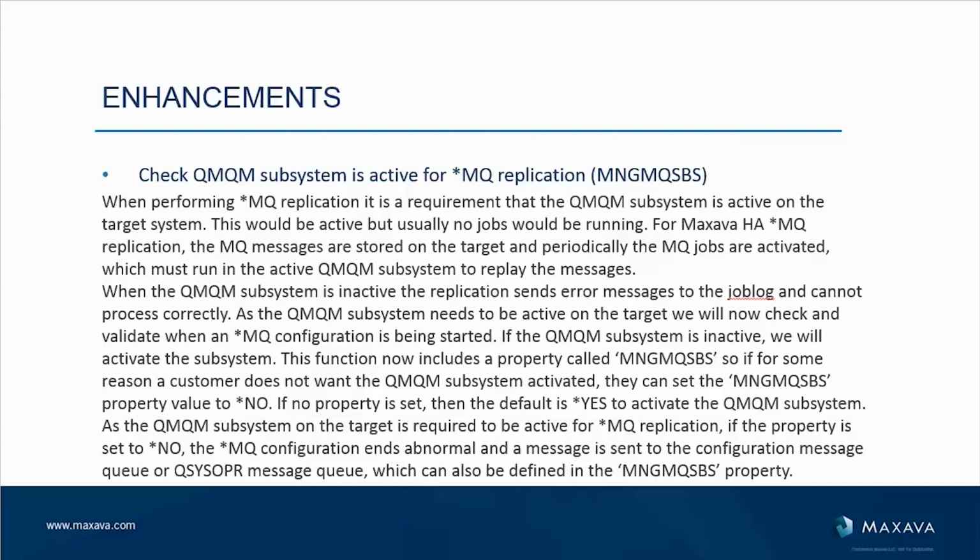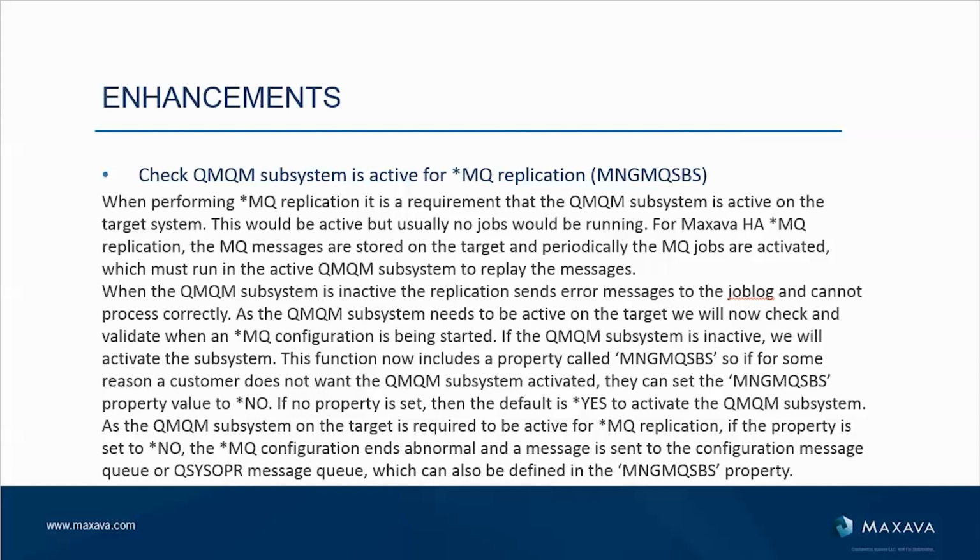This function now includes a new property called MNG MQ SBS, Manage MQ Subsystem. So if for some reason a customer does not want the QM subsystem activated on the target, they can set the property MNG MQ SBS to a value of *no. If no property is set, then the default is *yes, which means the configuration MQ will activate the QM subsystem if it is not currently running on the target.